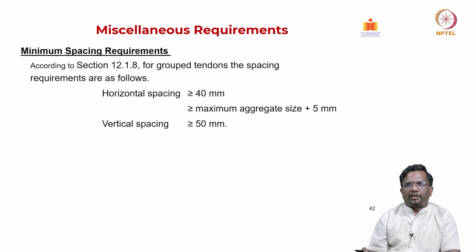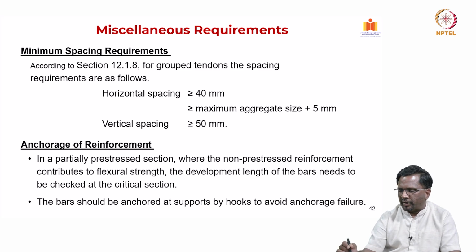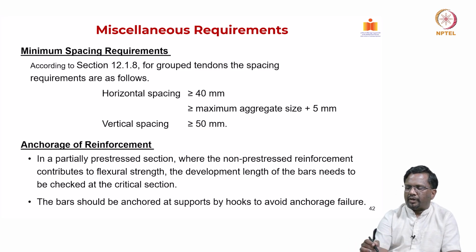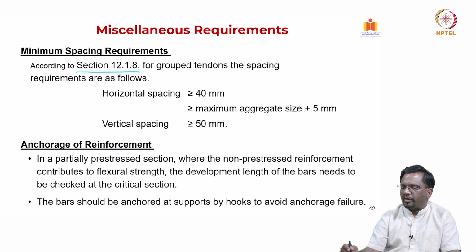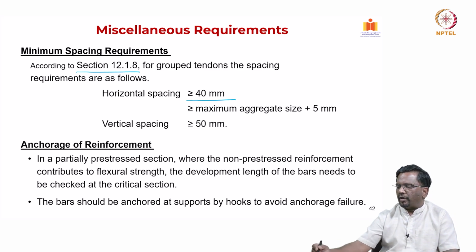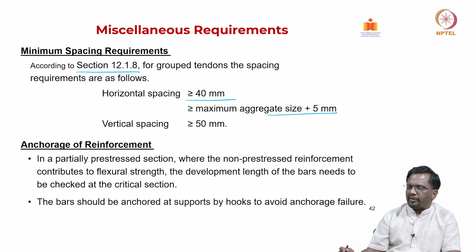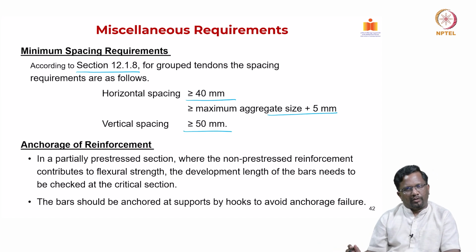Minimum spacing, again horizontal spacing should be as we gave in the previous figure as per section 12.18. Horizontal spacing should be greater than or equal to 40 millimeter, or maximum aggregate size plus 5 millimeter. Vertical spacing should be greater than or equal to 50 millimeter. Now, the pre-stressing steel also has to be anchored well.